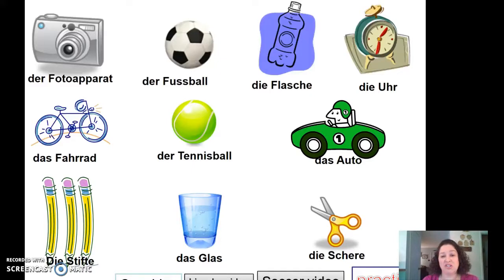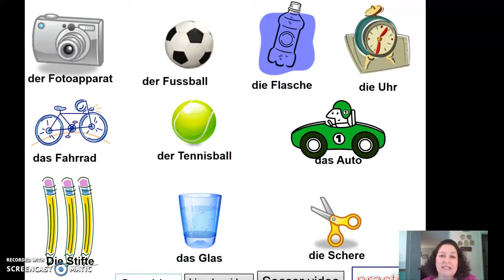Okay, a couple of things to note are that der Fußball and der Tennisball are both der words. Anything that ends in the word ball will always be a der word. So it's der Fußball, der Volleyball, der Tennisball, der Baseball. Also, for this chapter, this is not true of everything, but for this chapter, the methods of transportation, das Fahrrad, das Auto, are both das words.